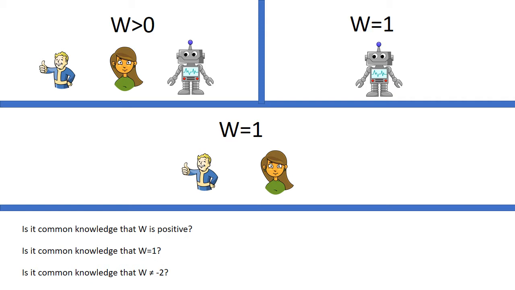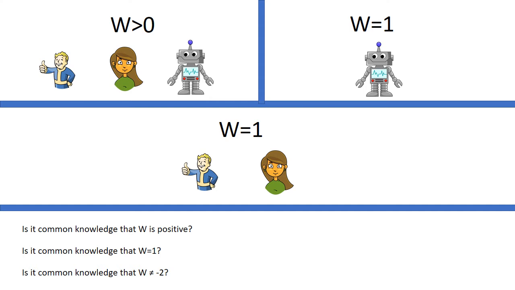There's a difference between something being common knowledge and everyone knowing something. Similarly, the robot doesn't know that the boy or girl knows that W equals 1. And if we want to go to the next level, the boy doesn't know that the robot knows that the boy knows that W is equal to 1. So for something to be common knowledge, it's not enough for you to know it. You have to know that other people know that you know it, and there's no way for the boy to know that the robot knows that the boy knows that W is equal to 1. So W equal to 1, definitely not common knowledge.